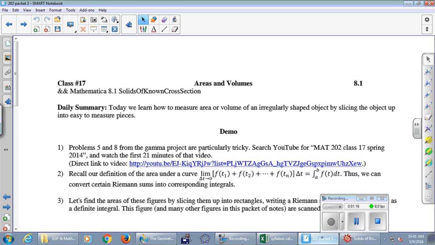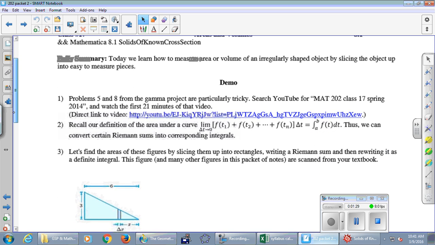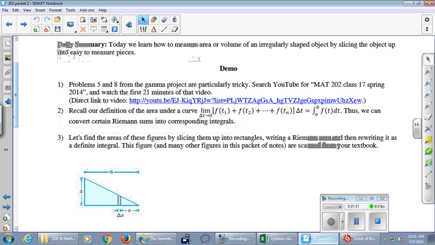Okay. All right, so here we are at the top of page 30, daily summary. Today we learn how to measure area or volume of an irregularly shaped object by slicing the object up into easy to measure pieces. And like I said, all of the applications that are coming hinge on this idea from today, this idea of slicing that we're going to talk about.